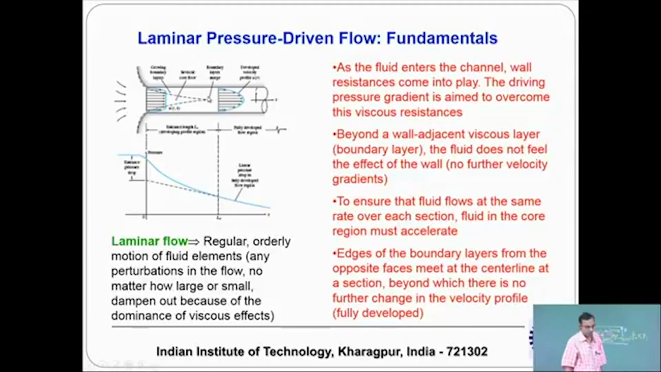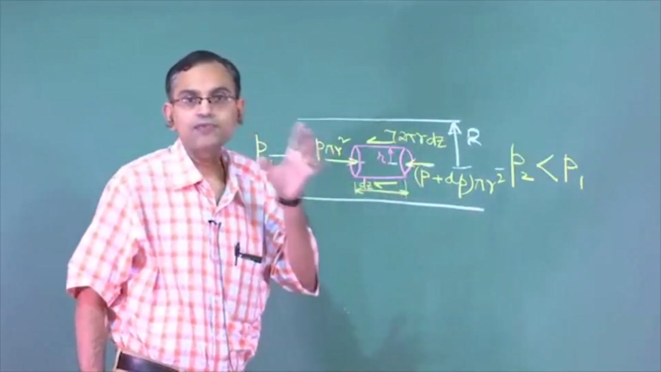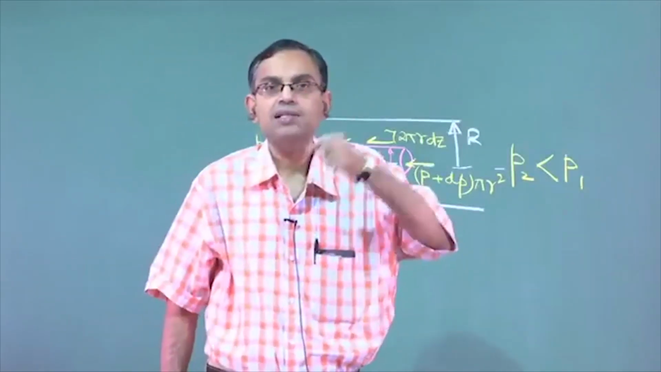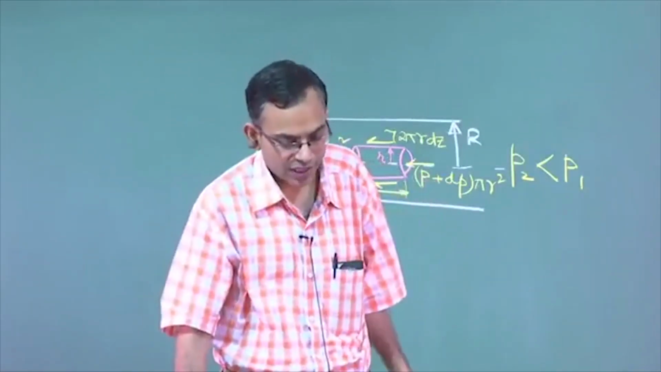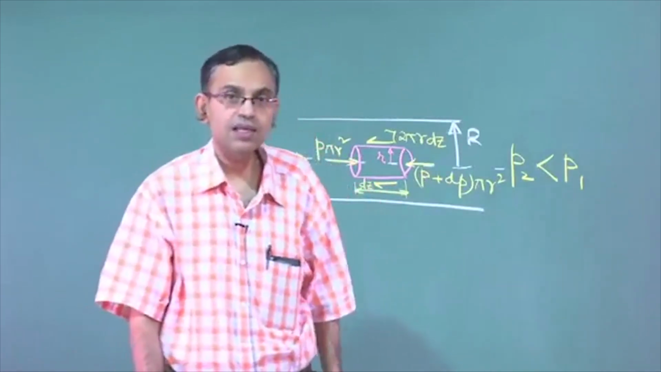So, the dotted line here is basically the edge of the boundary layer. When the boundary layers from all the walls merge, then after that you will have a velocity profile which is called the fully developed velocity profile. This fully developed velocity profile is the consideration that we are assuming here. When the flow is fully developed, the velocity profile does not change further as you move along this direction.